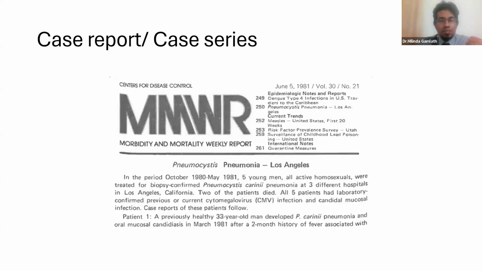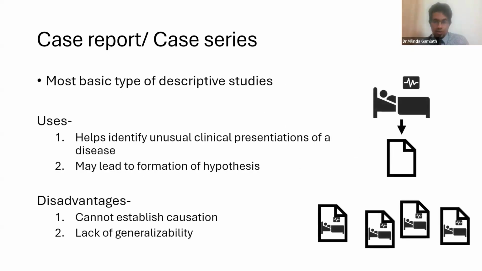So moving on, there are two main uses. One, it helps to identify unusual clinical presentations of a disease. If there are very rare clinical presentations, very rare variants of a disease, by reporting it, other people can also know about this disease and know what you did, what was successful and what was not. And the second one, like I mentioned earlier, is that this may lead to formulation of a hypothesis.